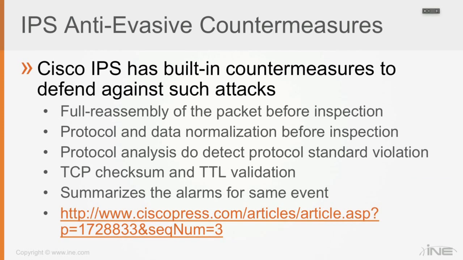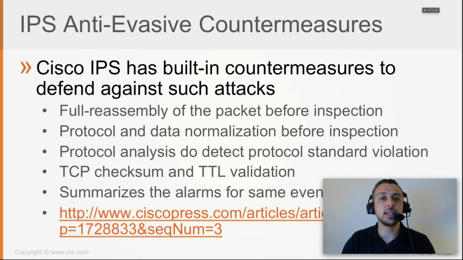To defend against protocol layer, let's say bad formatting, we have protocol and data normalization before inspection, and then protocol analysis to detect protocol standard violations. TCP checksum and TTL validation defend against other kinds of attacks with different TTL values in different packets being sent back and forth. An attacker could send the same malicious packet multiple times, but with different TTL values to try and fool the IPS so it would not be able to detect that attack in the packet.